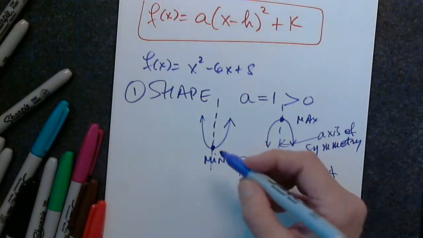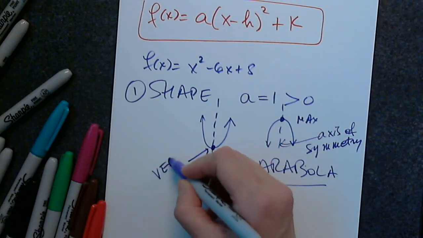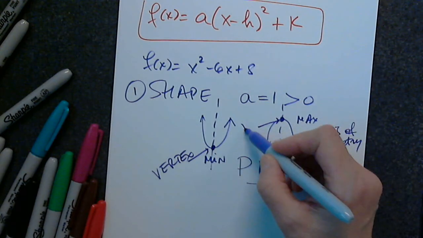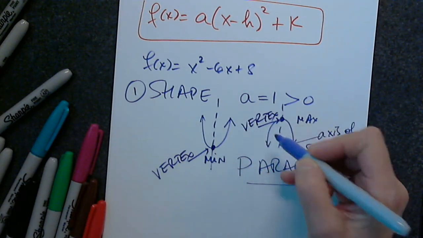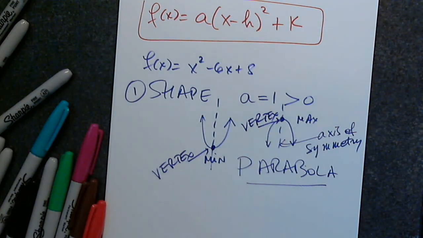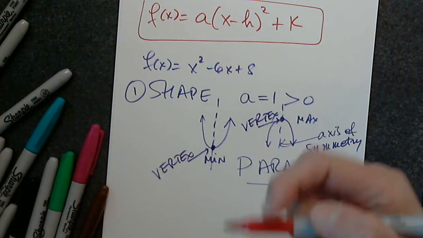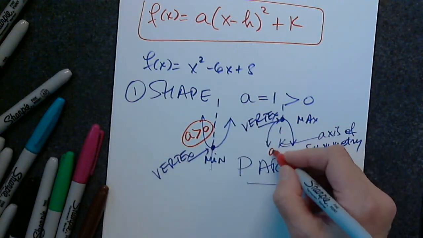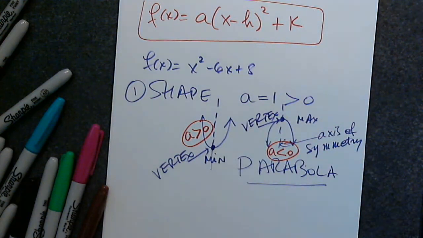So min and max, they're also called vertex. So this point is called vertex as well as this one, vertex. The first situation is when a is a positive number, the leading coefficient is positive. The second one, for a maximum, the leading coefficient is negative.